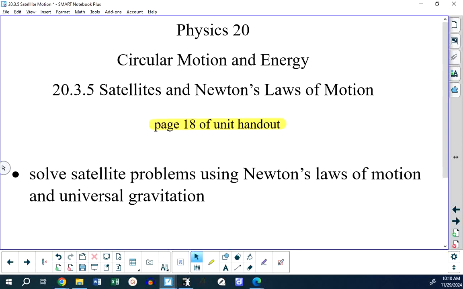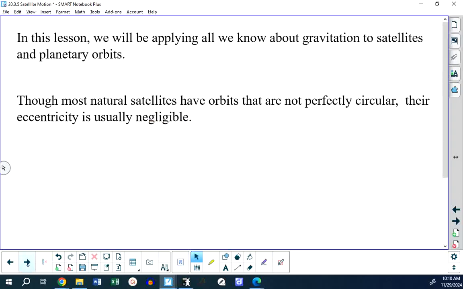So the whole purpose of this is to apply our knowledge of Newton's universal law of gravitation, which we learned in the previous unit, with circular motion so we can analyze motion of satellites that are traveling in circular orbits. Most natural satellites are not perfectly circular in their orbital path. They are what's called elliptical.